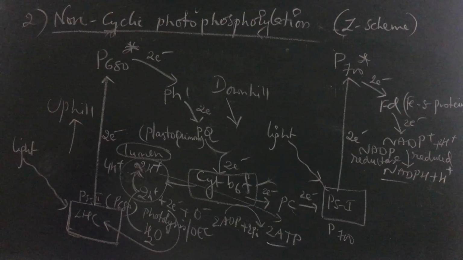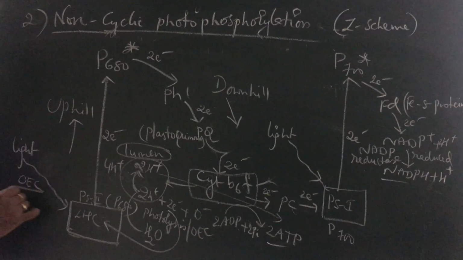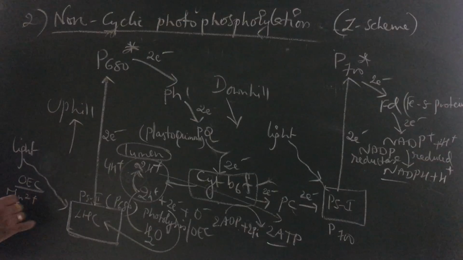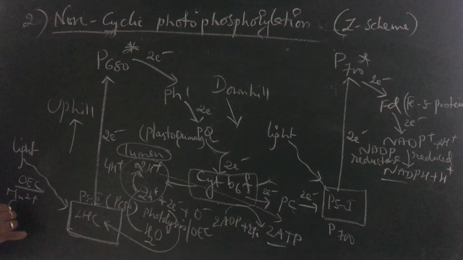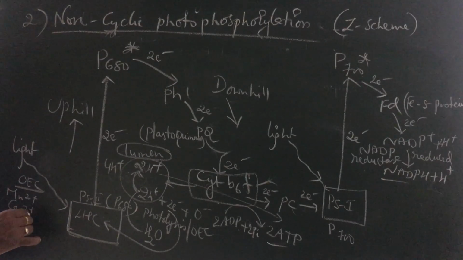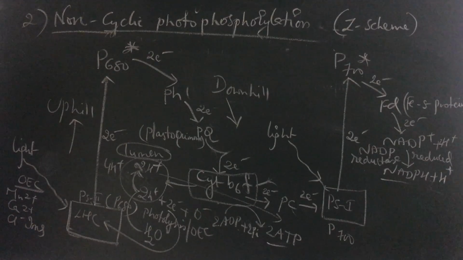Okay, right. So here the oxygen evolving complex involves manganese, calcium and chlorine ions. Remember, OEC involves manganese, note down, manganese followed by calcium and chlorine ions along with a few proteins.